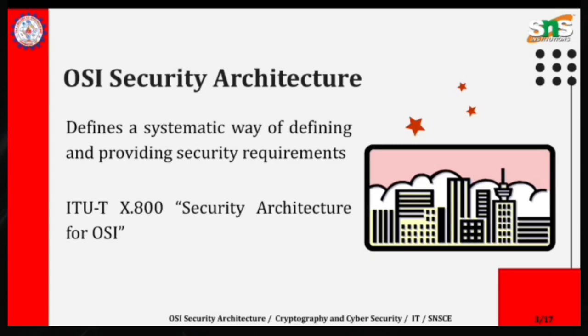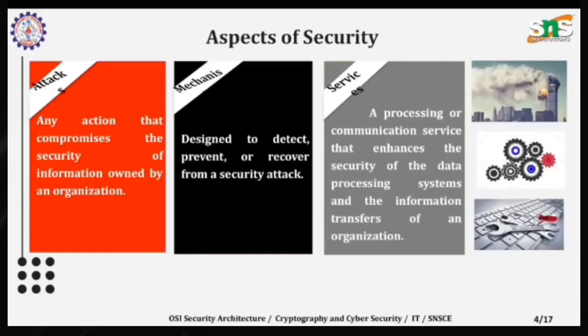OSI security architecture defines a systematic way of defining and providing security requirements. So what are the aspects we have to consider while providing the security? The first one is attack. Any action that compromises the security of information owned by an organization is called an attack. Next is the mechanism we have to provide against the attack, which is designed to detect, prevent or recover from a security attack. Then services: a processing or communication service that enhances the security of the data processing systems and the information transfers of an organization.